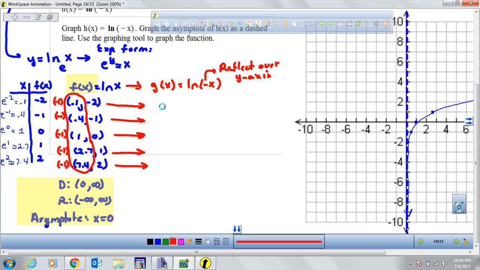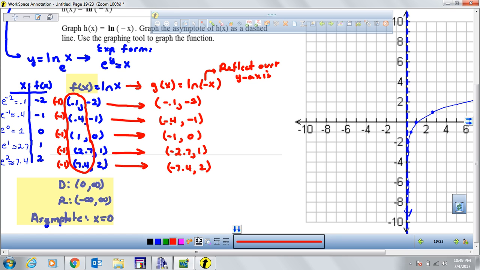So if we change the signs of the x values, we are going to get negative 0.1 comma negative 2. This one becomes negative 0.4 comma negative 1. This one is negative 1 comma 0. This one is negative 2.7 comma 1. And this last one is negative 7.4 comma 2. Those will be the points for g of x.